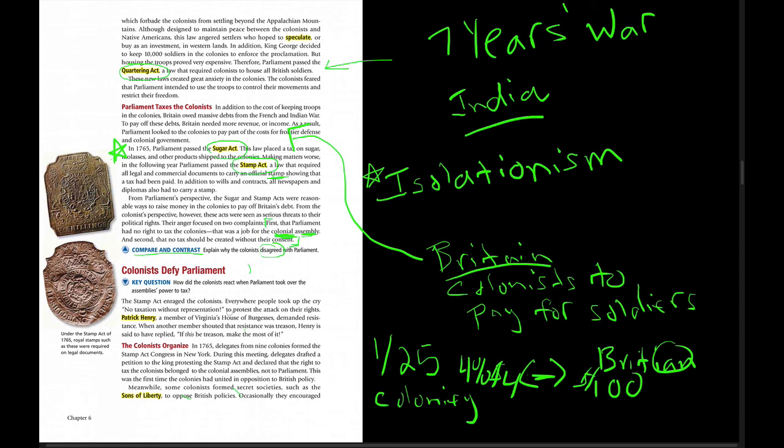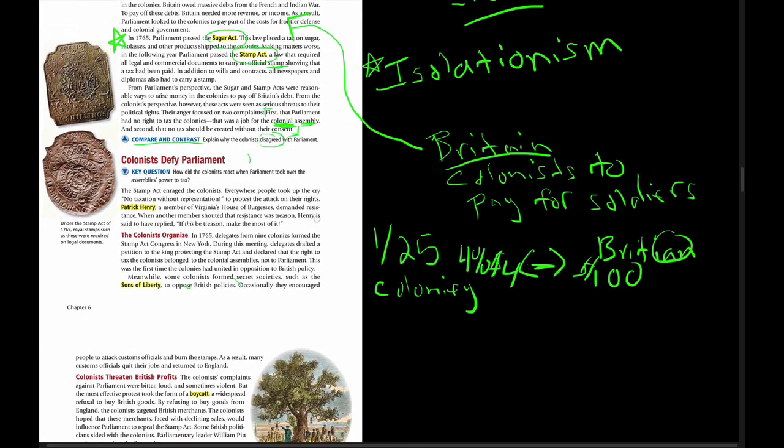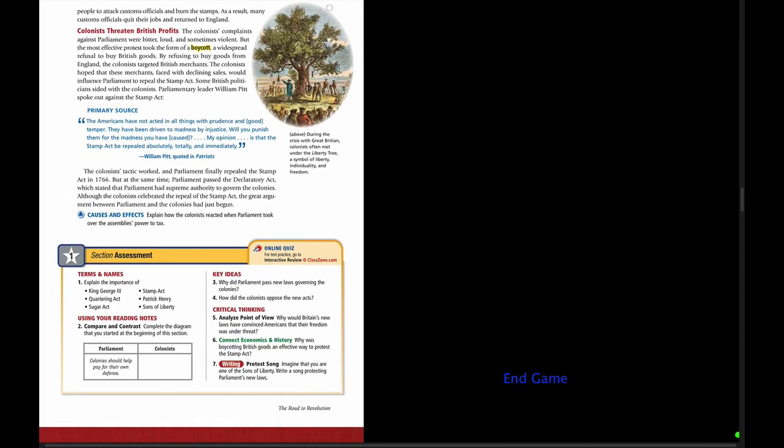Meanwhile, some colonists formed secret societies, such as Sons of Liberty, to oppose British policies. Occasionally, they enraged people to attack custom officials and burn the stamps. As a result, many custom officials quit their jobs and returned to England.